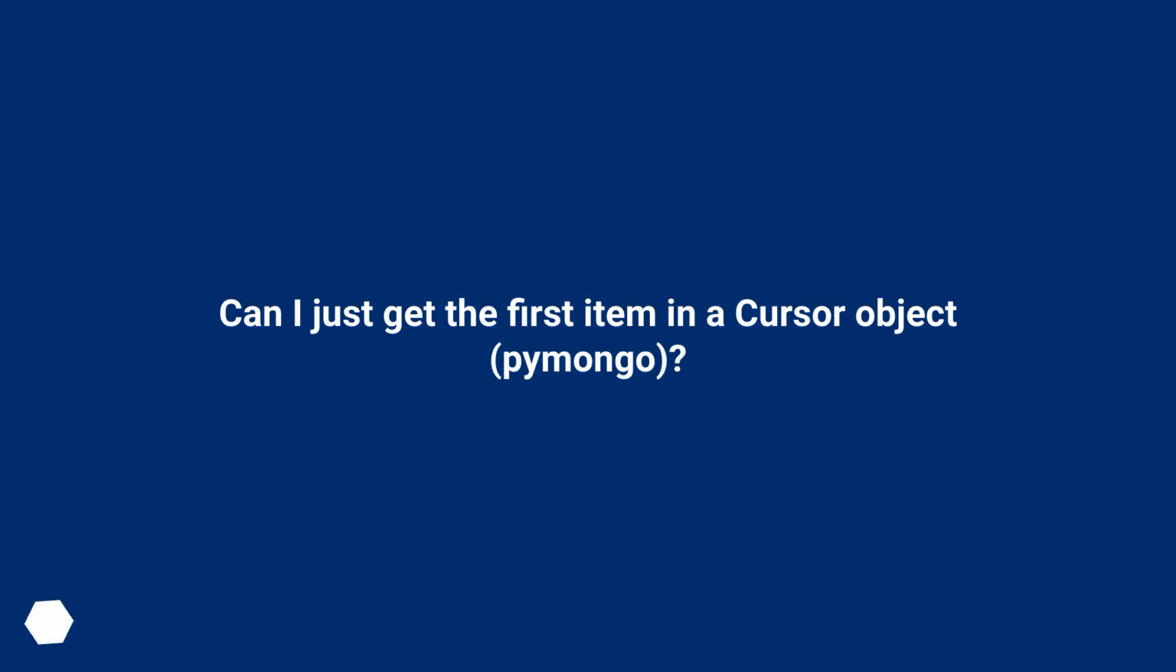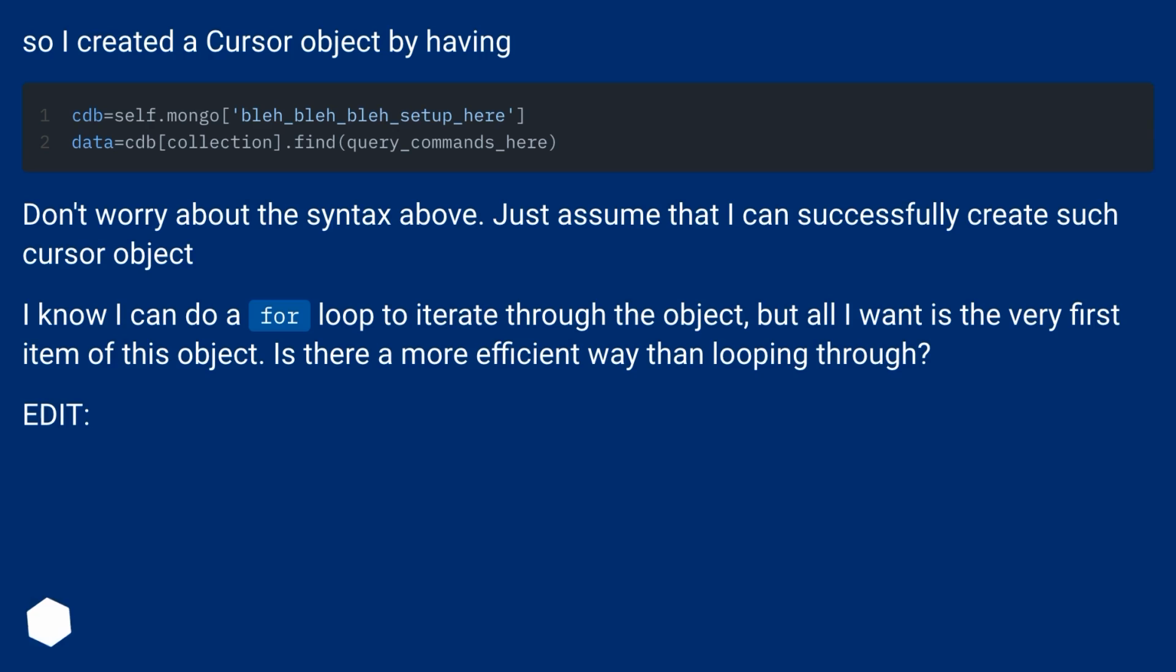Can I just get the first item in a cursor object, pymongo? So I created a cursor object by having... Don't worry about the syntax above. Just assume that I can successfully create such a cursor object.